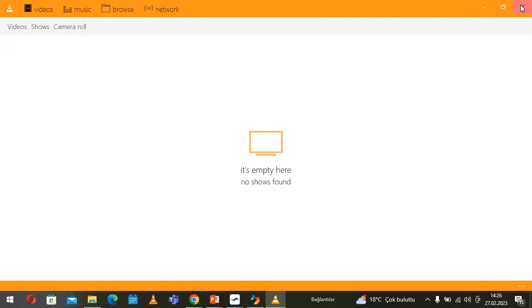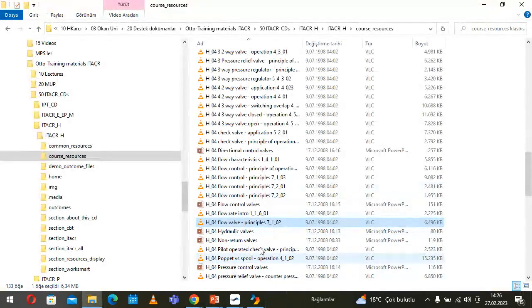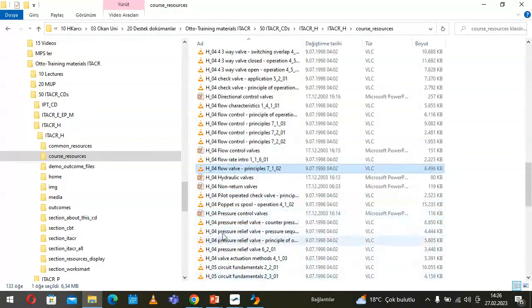Okay. So this was related to the flow rate. How can we reduce the flow rate and affect the speed of the linear actuator? So let's talk about the pressure relief valve. What is the pressure relief valve? Now we are going to discuss the pressure control. Pressure control. How can we change the pressure?